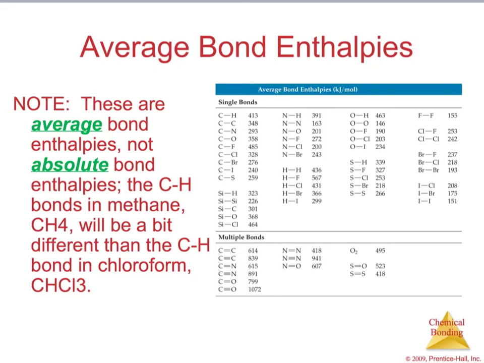What I mean by that is, if you look at the CH bond in methane, this is actually going to be slightly different than the CH bond in chloroform. However, they're going to be treated the same because it's just an average. So it may take a little bit more or a little bit less energy, depending on the molecule that the bond is in. However, when we do calculations, it's all based on averages.